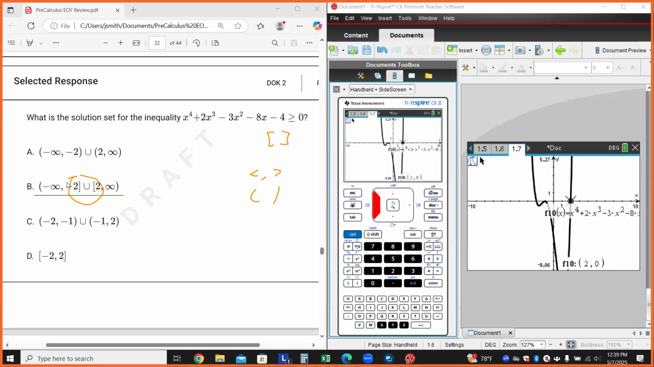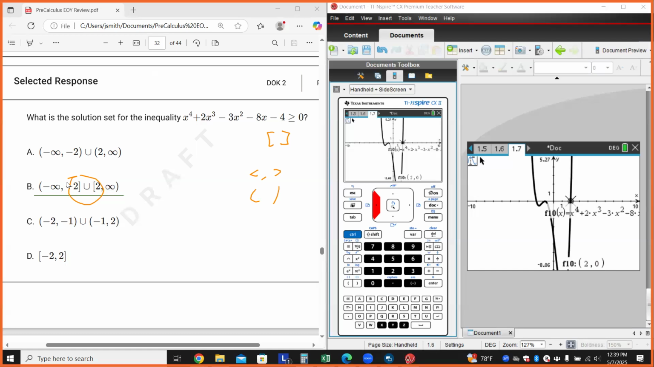I'm only looking at the x value. I don't care about the 0. The 0 is this 0 because you're looking at when this graph is greater than or equal to 0. Well, that happens at 2, and that also happens at -2. That's equal to 0. And then any number I keep going, this y value would be greater than 0.